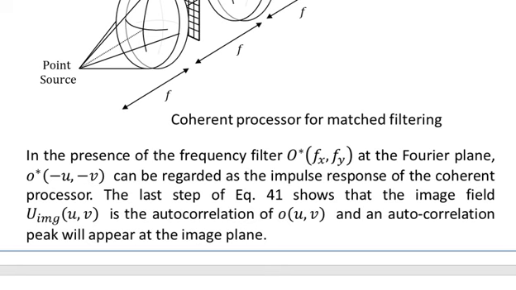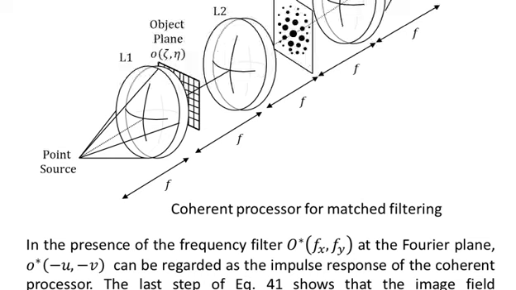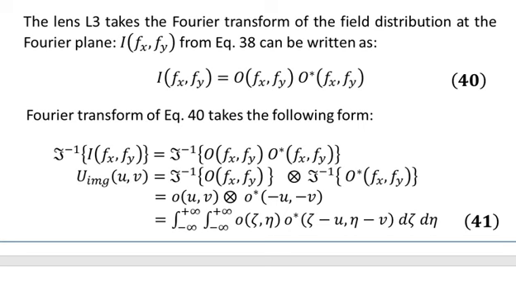The last step of equation 41 shows that the image field u img at the coordinates u and v is the autocorrelation of O at the image coordinates u comma v, and the autocorrelation peak will appear at the image plane. So the simple point is that this equation 41 gives you the autocorrelation. So an autocorrelation peak will be detected.